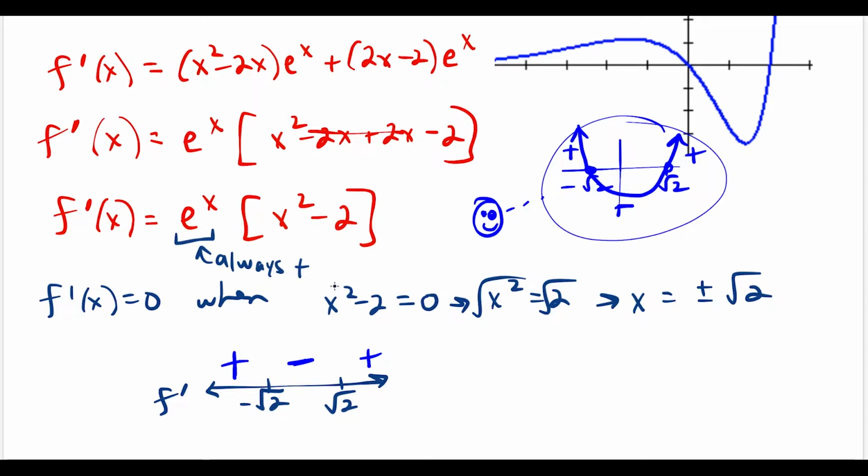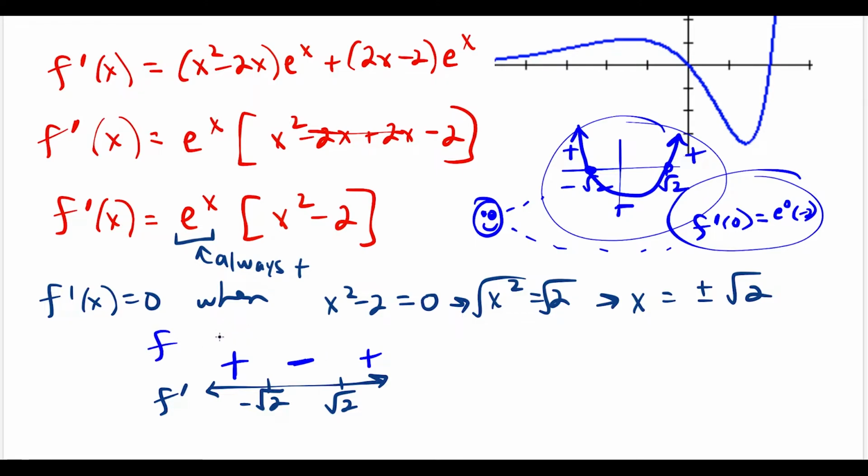If need be, you could just plug in numbers. If you didn't want to visualize the graph, you could do something like f prime of 0 equals e to the 0 times 0 minus 2, which is negative 2, and then 1 times negative 2 is negative. So you could plug in numbers here, but I do like to just visualize what this looks like, and it helps you fill out the sign chart really fast.